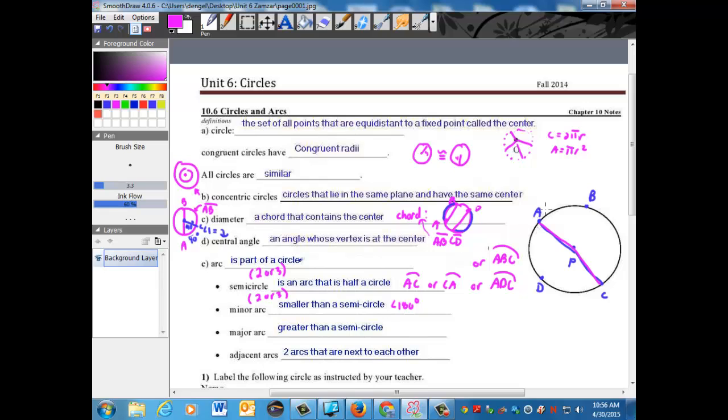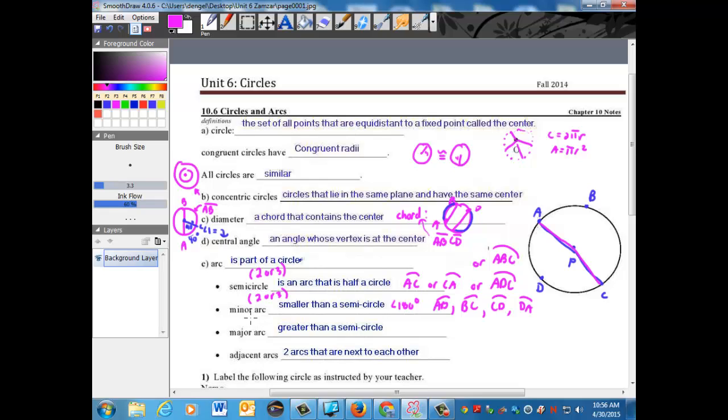So when I look at this drawing, I see that I have minor arc AB, minor arc BC, minor arc CD, and minor arc DA. One thing that we can't use is point P, because point P is our center point. When we define arcs, arcs are part of a circle, so we will never use our center point.